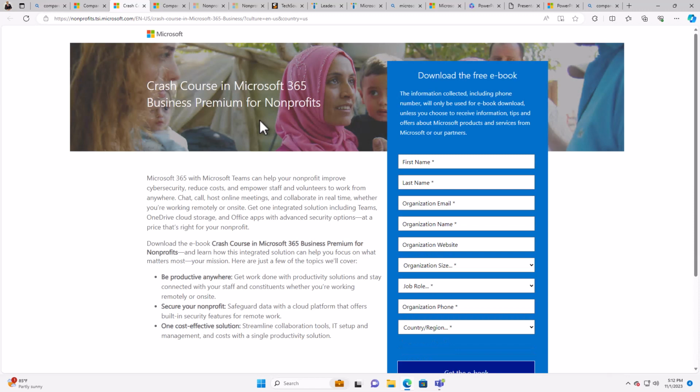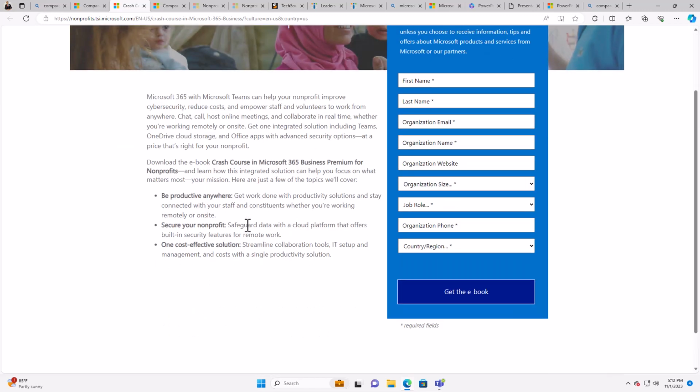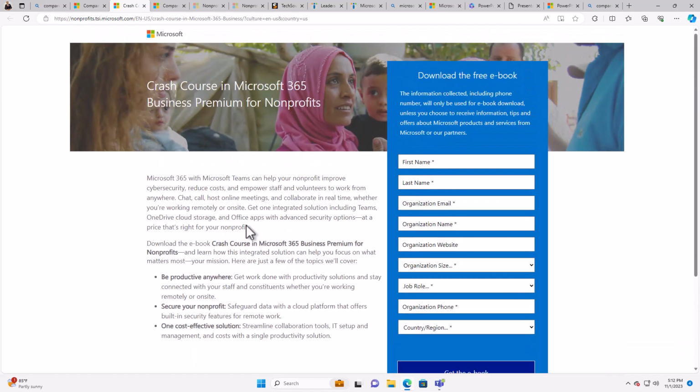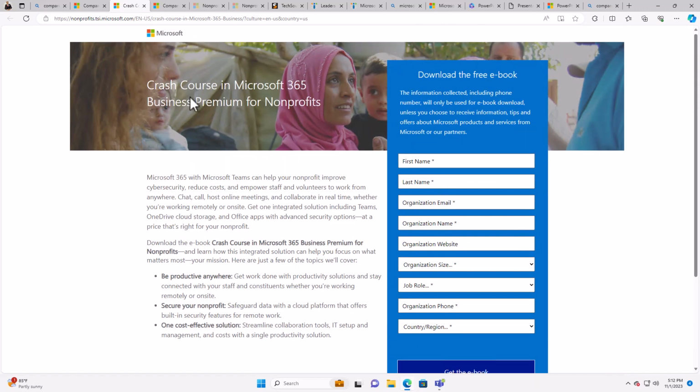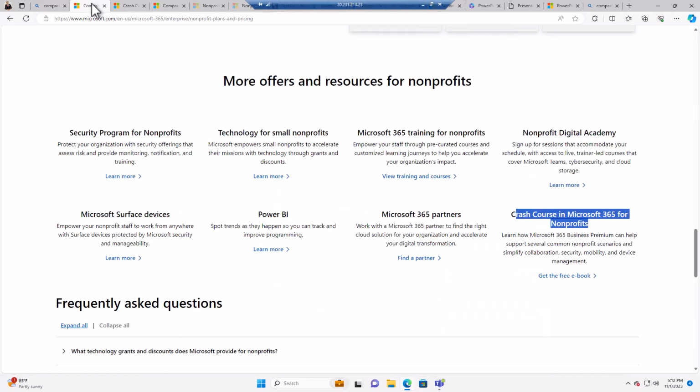Then you have access to other technology, like Power BI, the Microsoft Office device, and a lot more. Then there's something called the Nonprofit Digital Academy. So you can sign up for sessions that accommodate your schedule, with access to live trainer-led courses that cover Microsoft Teams, cybersecurity, and cloud storage. So these and many more are what Microsoft offers to your nonprofit.